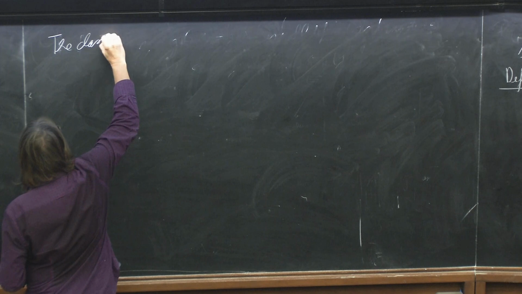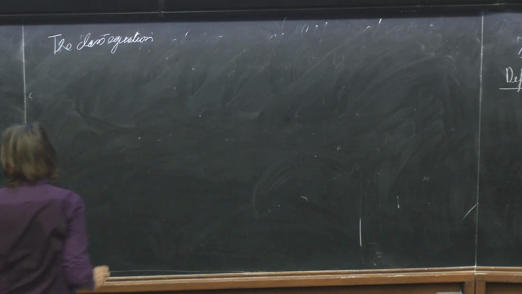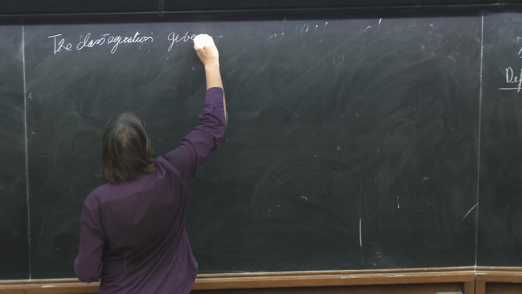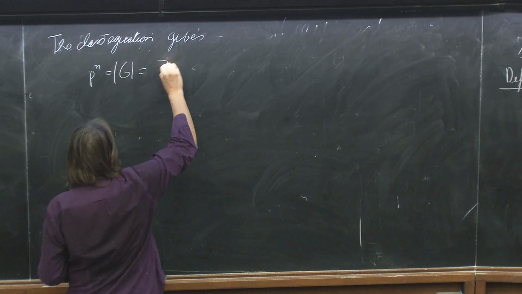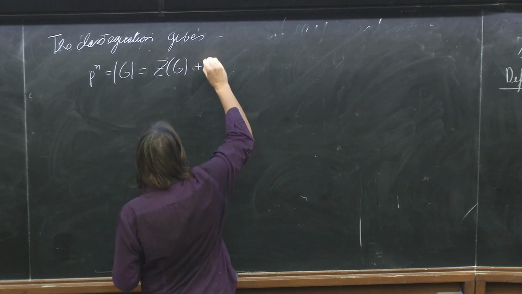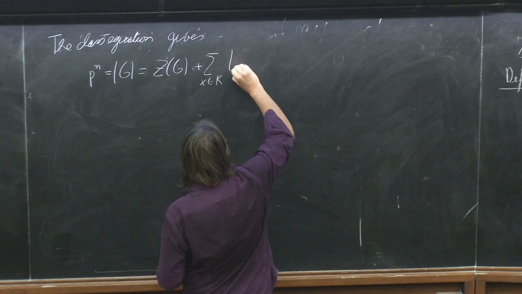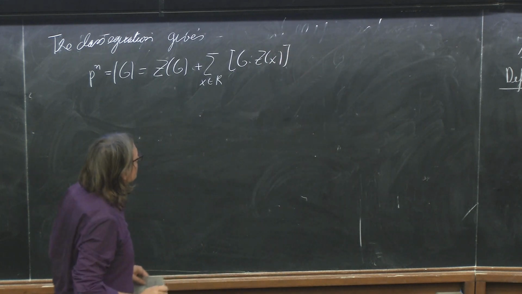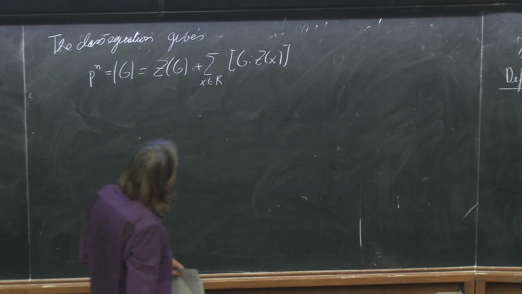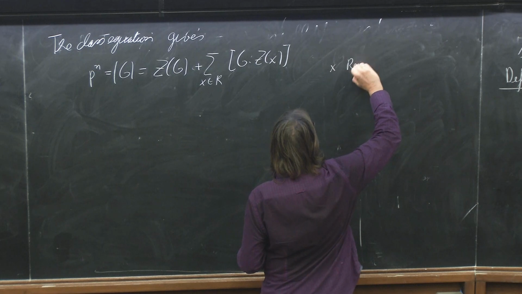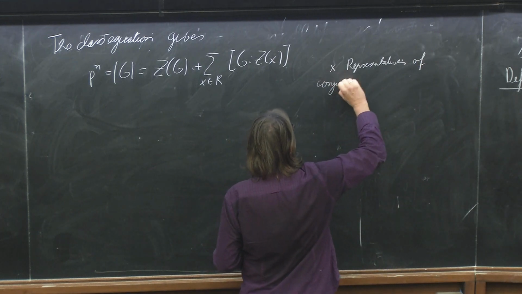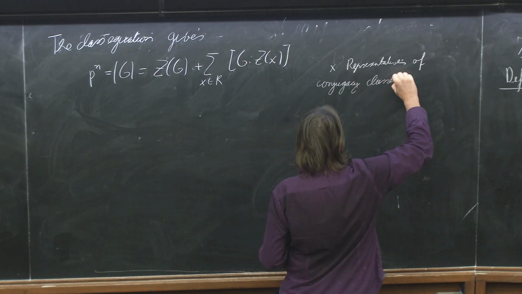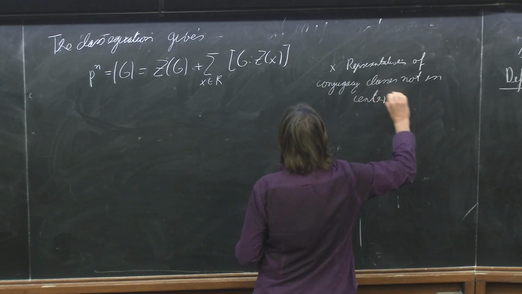So for this, we apply the class equation. We look at the conjugation action. So this gives us the following. The number of elements in the group, which is p to the n, is equal to the number of elements in the center plus the sum over all x in R, where R is a system of representatives of conjugacy classes not in the center, of the index of the centralizer of x in G. Okay, so we have this.